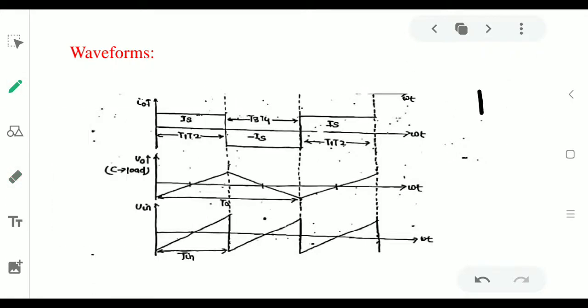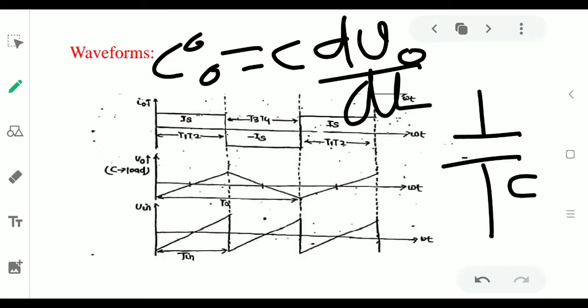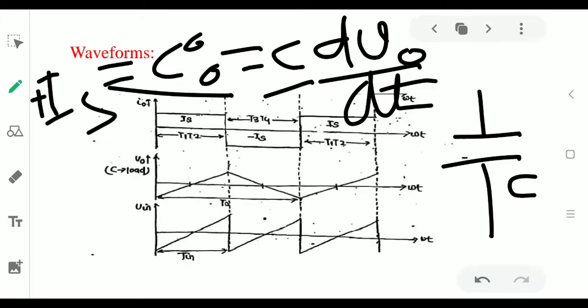Now, as I told, the output contains a capacitor C. So what will happen? The current I0 is equal to C dV0 by dt. This is a basic equation: when a current flows through a capacitor C, the current I0 is equal to C dV0 by dt. Now I0 is a constant. Its value is either plus Is or minus Is.